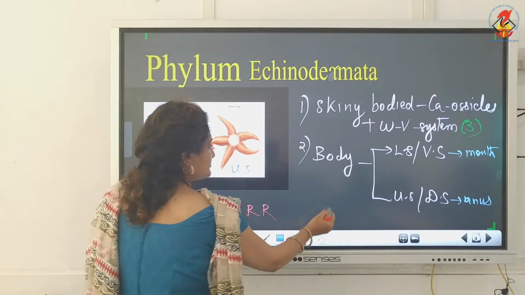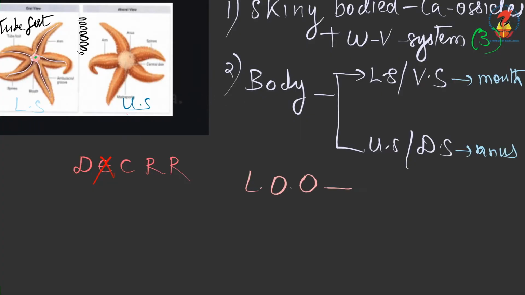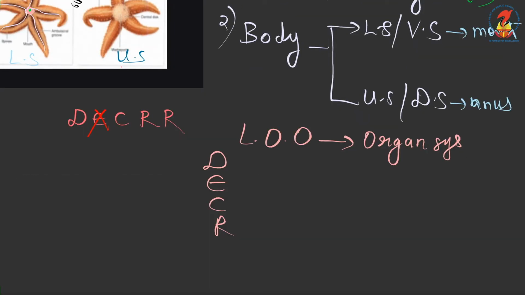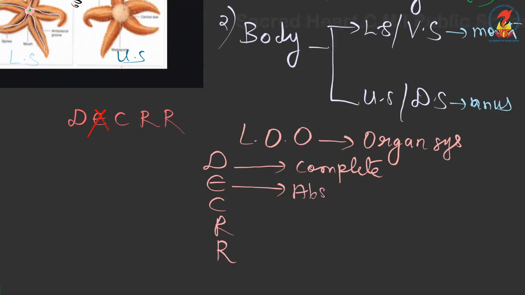So, last I am dealing with the level of organization. This also possesses the organ system level of organization. So, let us analyze all those systems. Digestive system complete. I told you about the mouth and the anus. So, 2 openings. Complete digestive system. Excretory system is absent. E stands for excretion. Excretory system is absent. Circulation open. Respiration is done by the water vascular system.